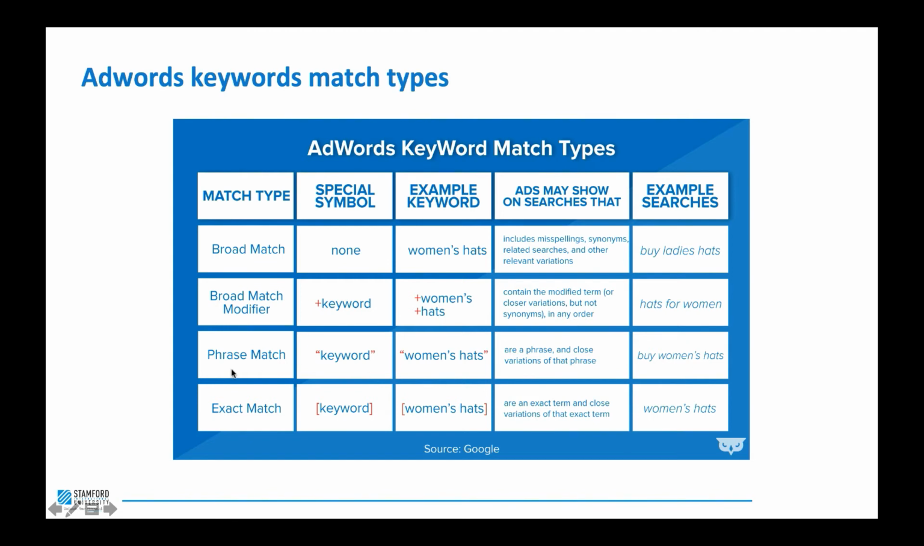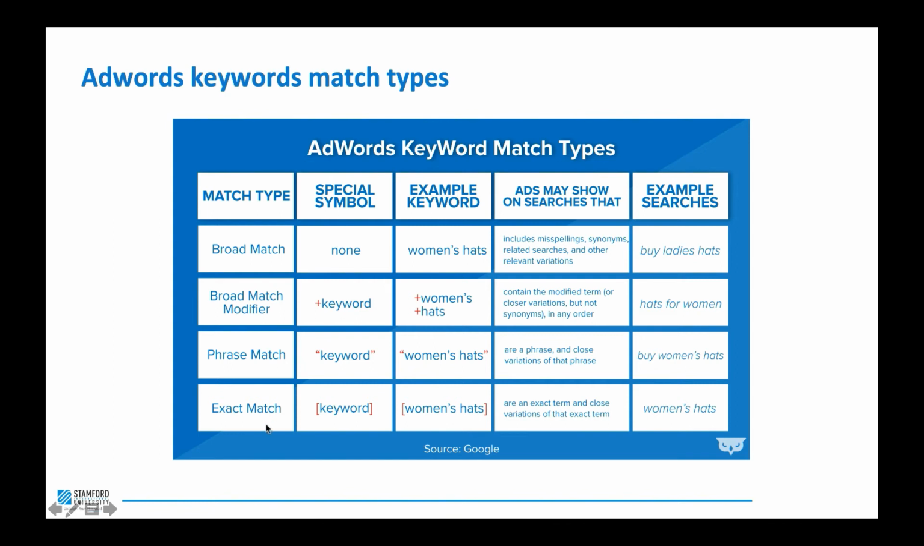The next is phrase match. This is more targeted, as our ad will only show when the phrase is searched. So for example, if you buy the keyword women's hat, and the keywords buy women's hat is searched, then your ad will show up. And the last is exact match.